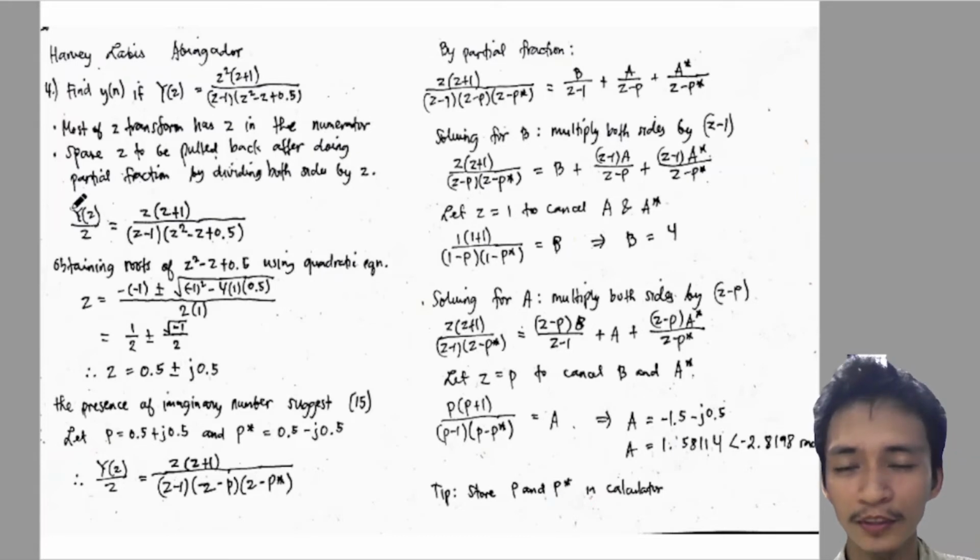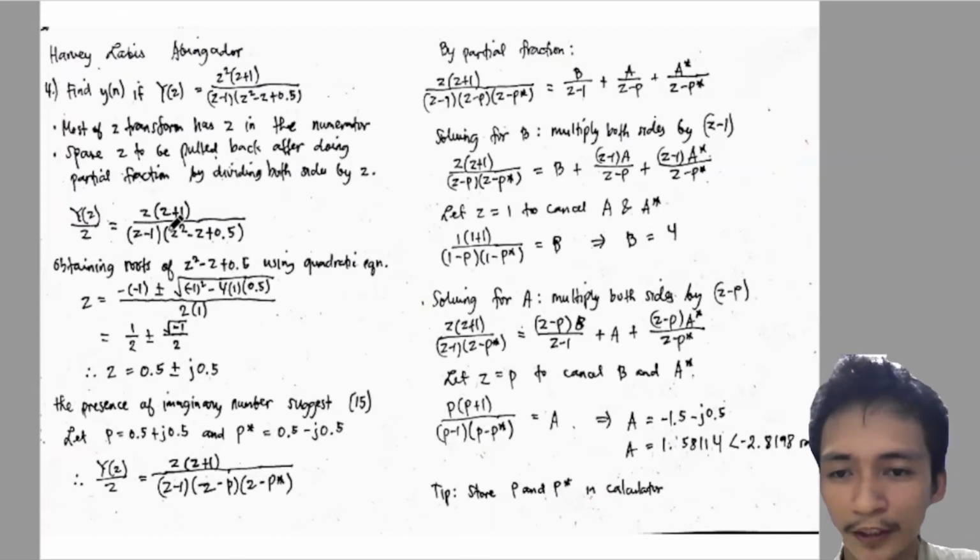If we divide both sides by z, Y of z over z equals z plus 1 all over z minus 1 times z squared minus z plus 0.5. So later, when we're done with the partial fraction, we can just multiply both sides by z so that we have z in the numerator. That's the meaning of this part.